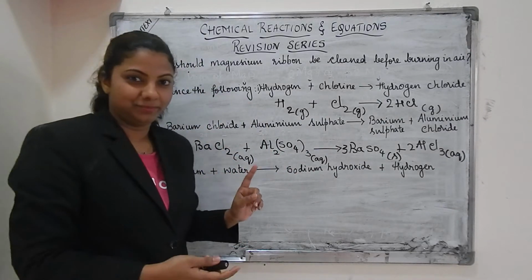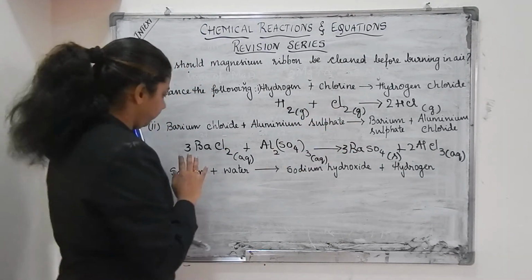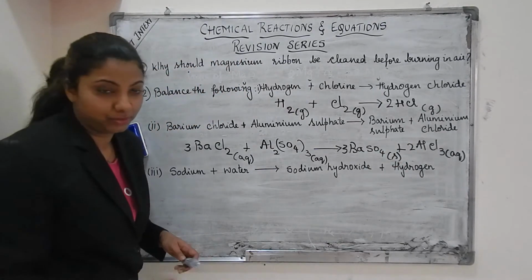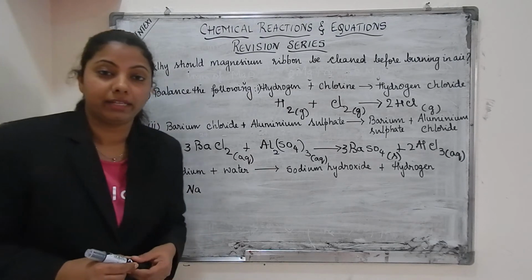So it goes like a chain. Okay, I hope it's clear. Okay, so this is how we balance it. Next one, sodium with water giving sodium hydroxide and hydrogen. Okay, sodium, Na. Students, here you will get a doubt.